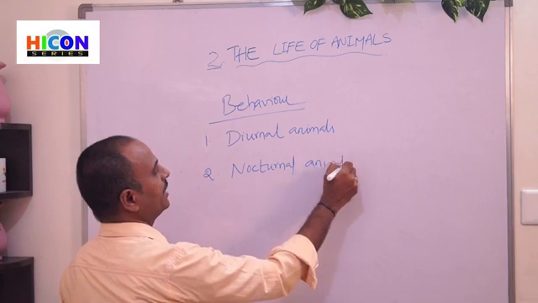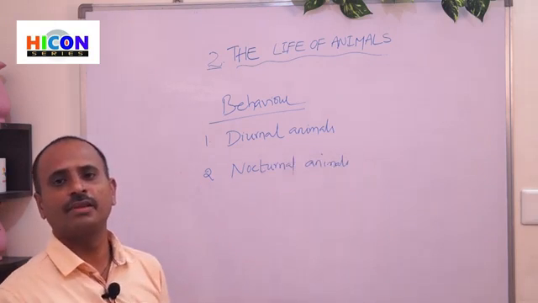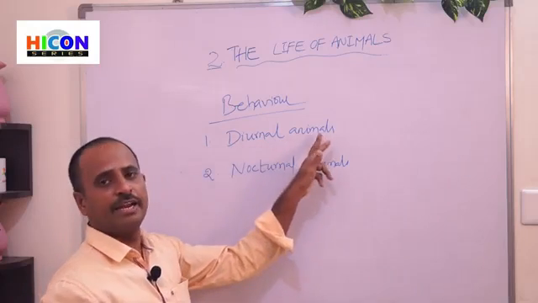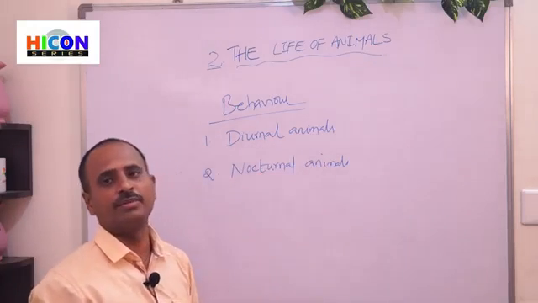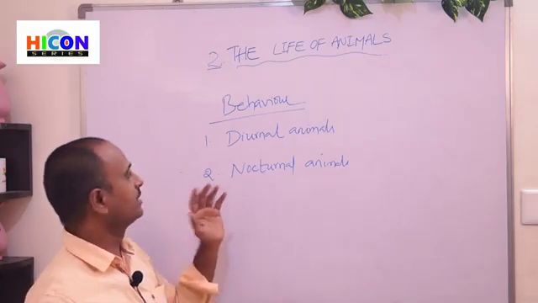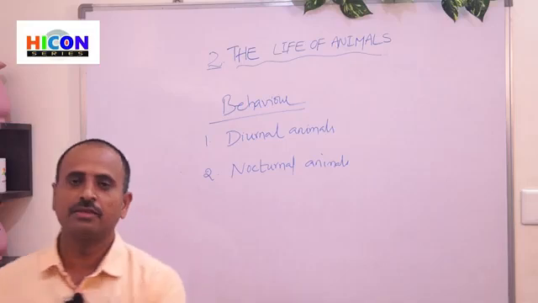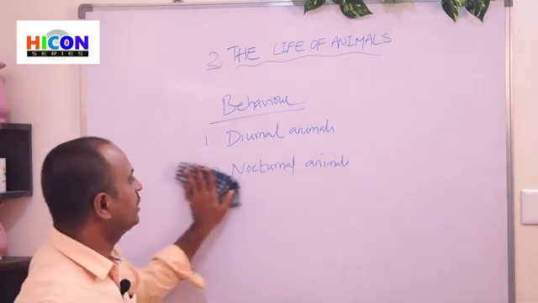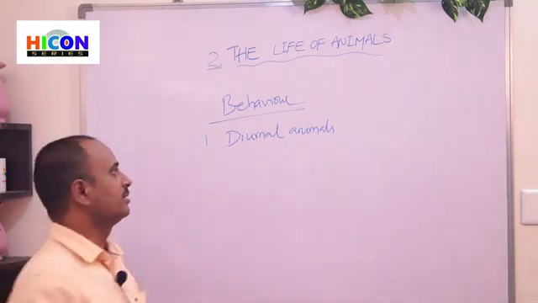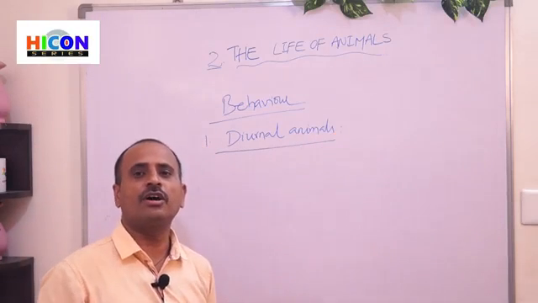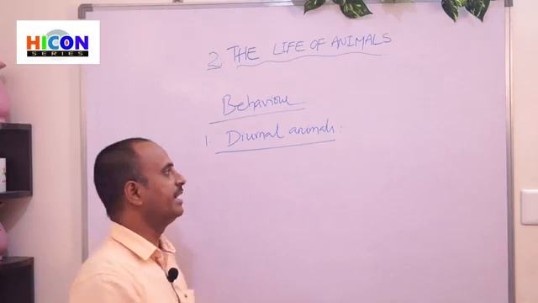Based on the behavior of the animals, the animals are classified into two types, diurnal animals and nocturnal animals. Let us discuss in detail about each type of animal. The first one is diurnal animals. So what are diurnal animals? Diurnal animals means the animals which are active during the daytime.